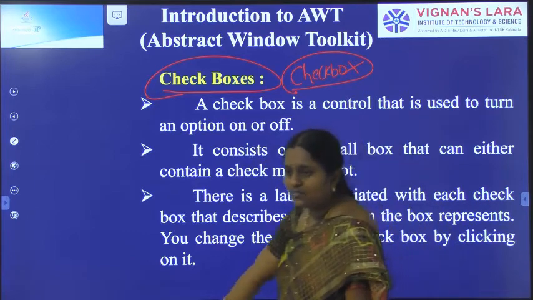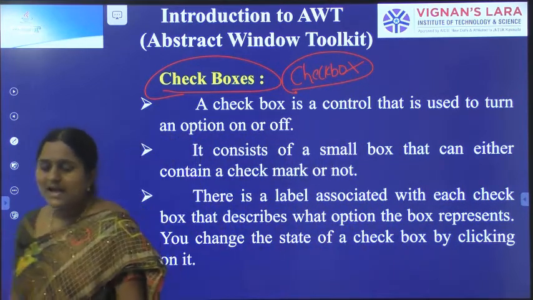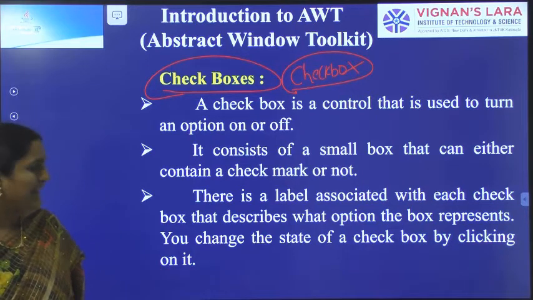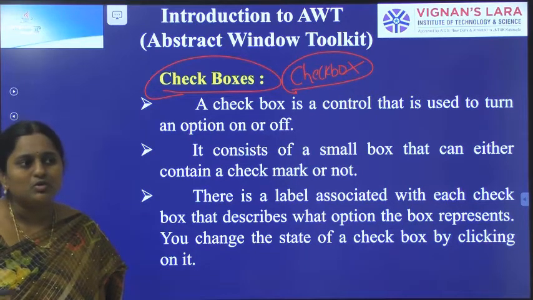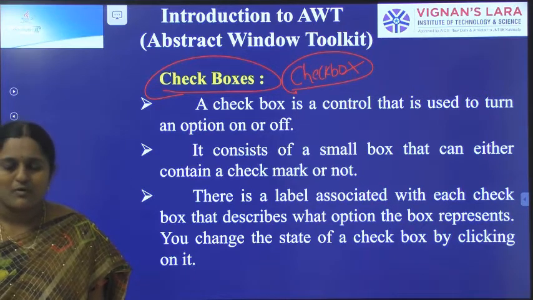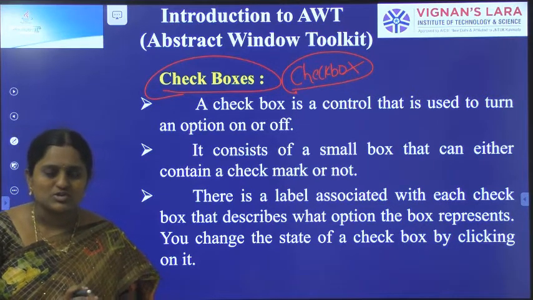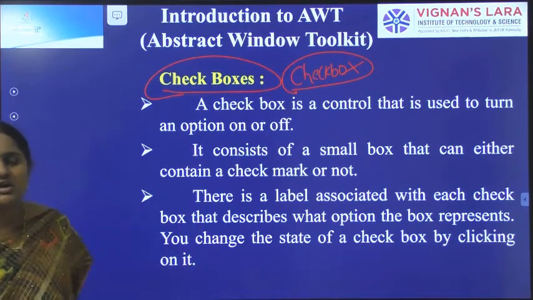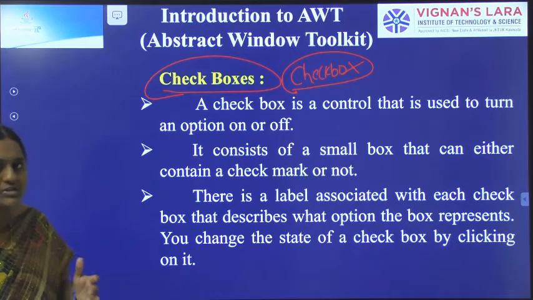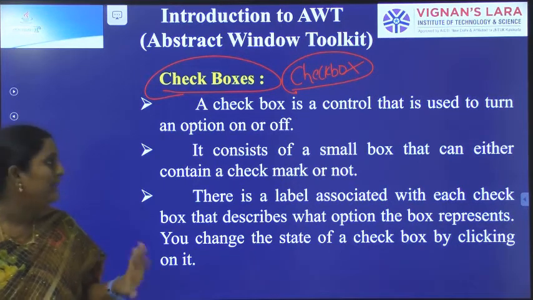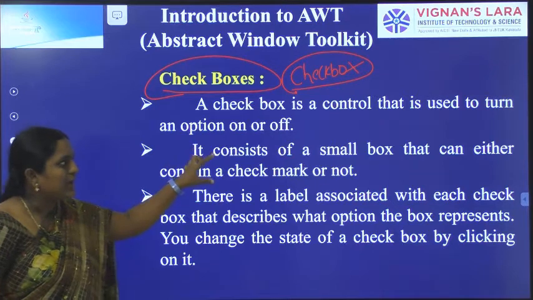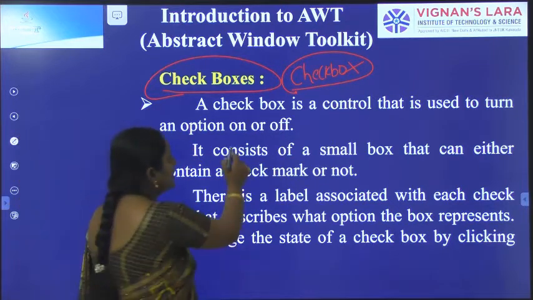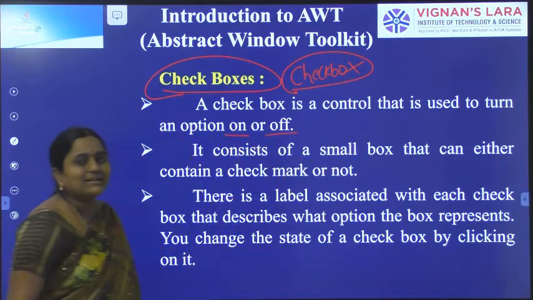To create an object of the class, we have constructors. Constructors are automatically invoked whenever an object of the class is created. Suppose you want to go with multiple selections, then you can choose checkboxes. It allows multiple selections. A checkbox is a control that is used to turn an option on or off. On or off means selected or deselected.